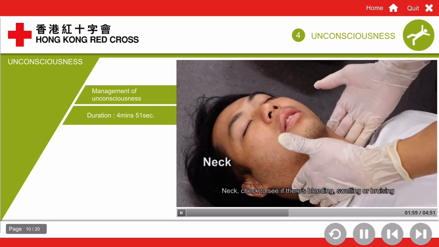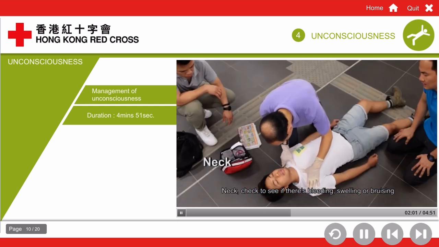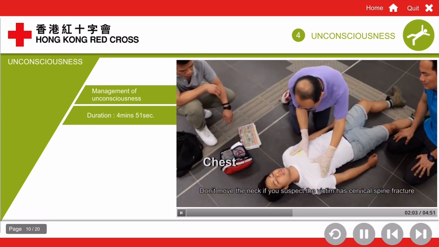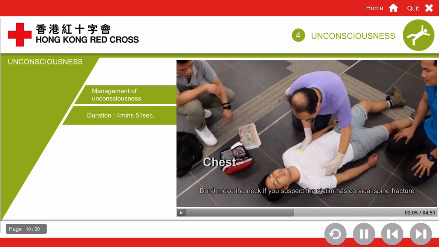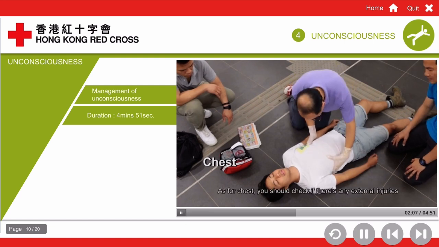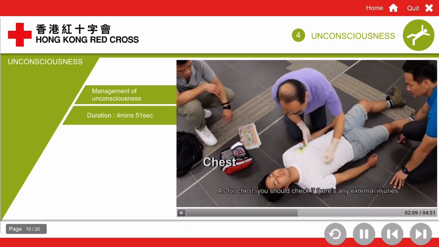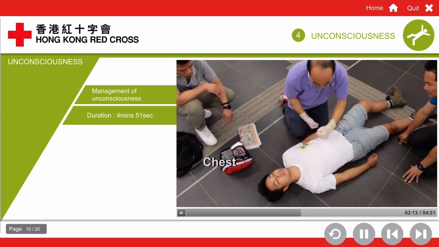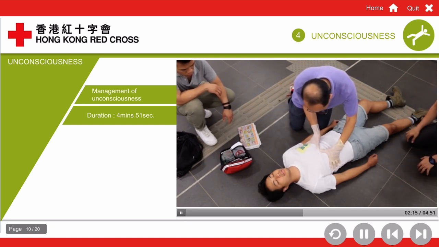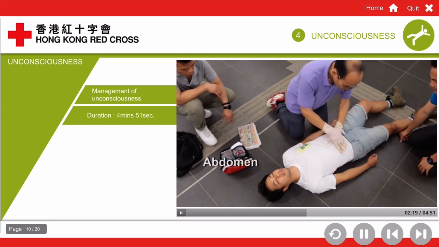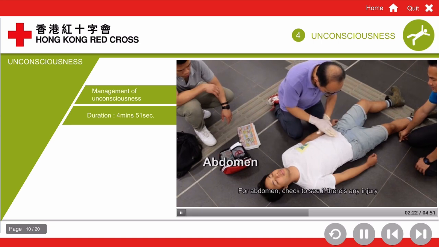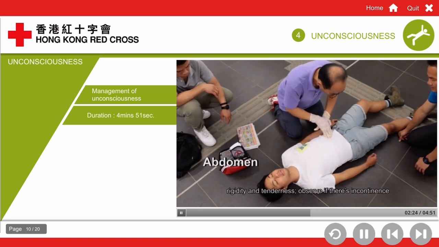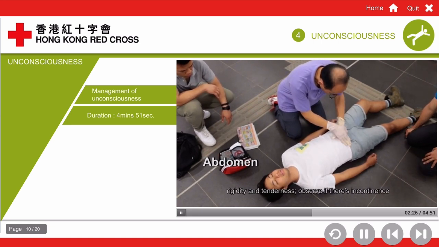Neck. Check to see if there's bleeding, swelling or bruising. Don't move the neck if you suspect the victim has cervical spine fracture. Chest. As for chest, you should check if there's any external injuries. Observe if the chest expands evenly on both sides. Abdomen. For abdomen, check to see if there's any injury, rigidity and tenderness. Observe if there's incontinence.